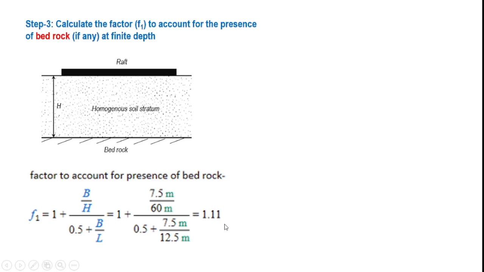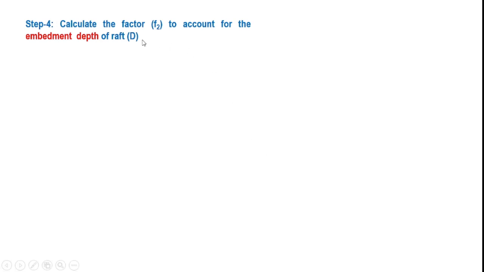What does this mean? This means that the stiffness obtained in step 2 needs to be increased by 11% in order to account for the effect of bedrock. So in step 3, we obtained the influence of the bedrock on the computed vertical stiffness. Now let us proceed to step 4. In step 4, we will calculate another factor f2 to account for the embedment depth of the raft, that is a capital D.